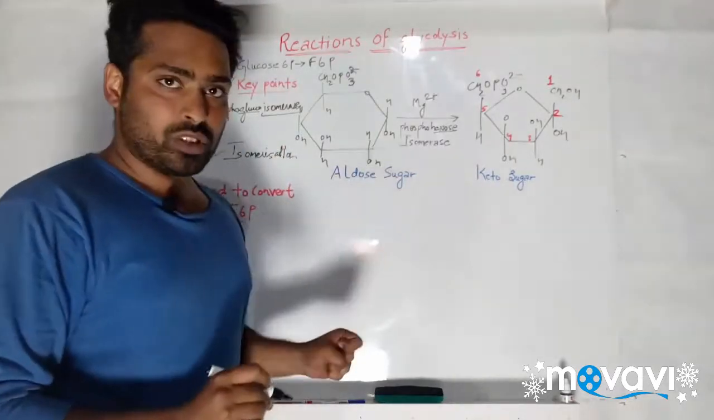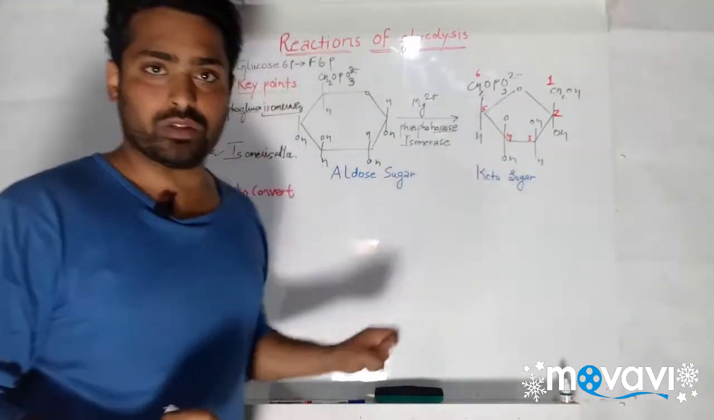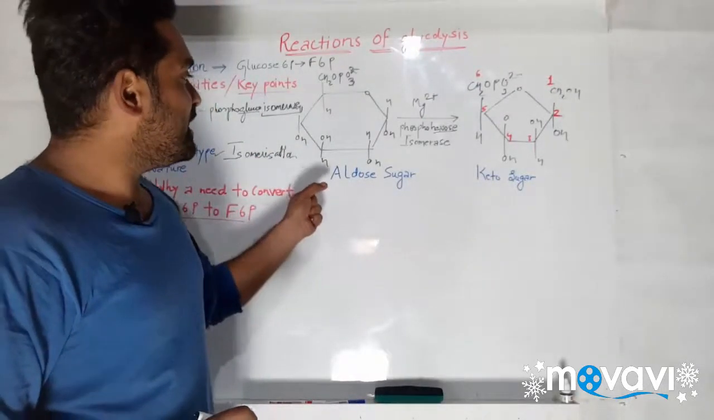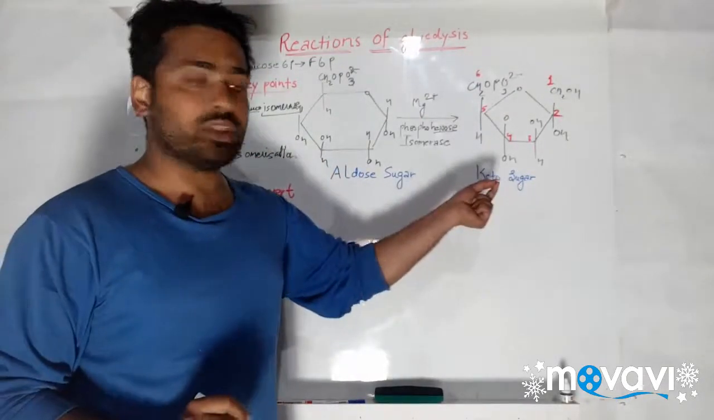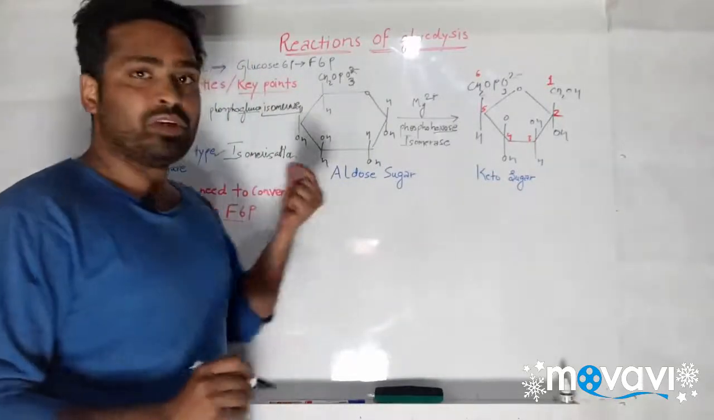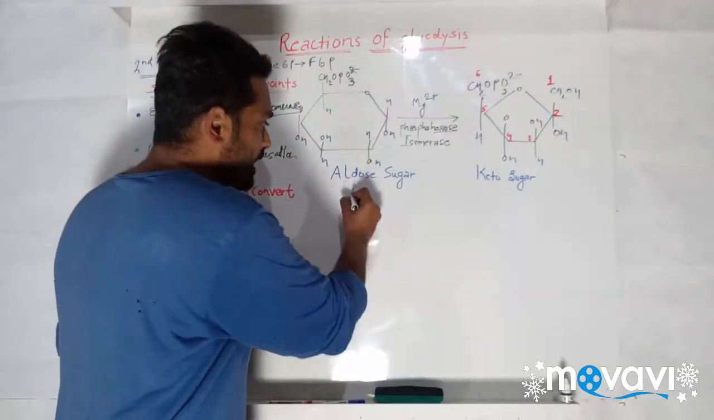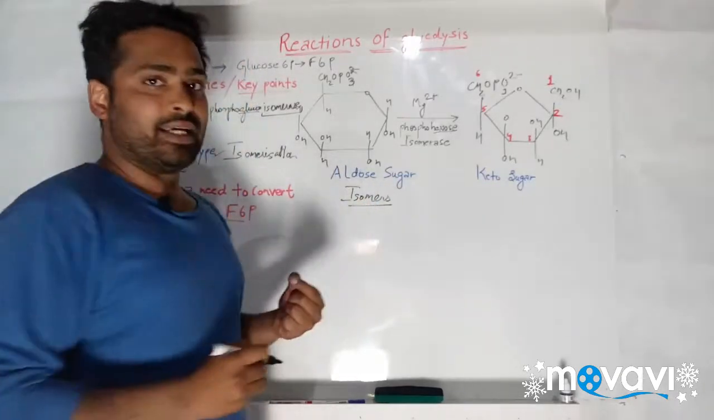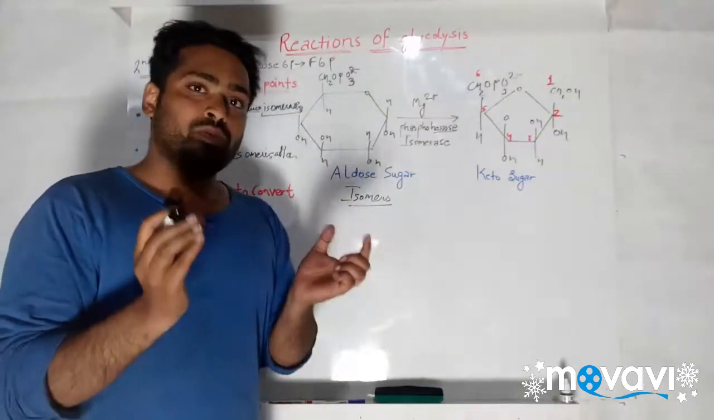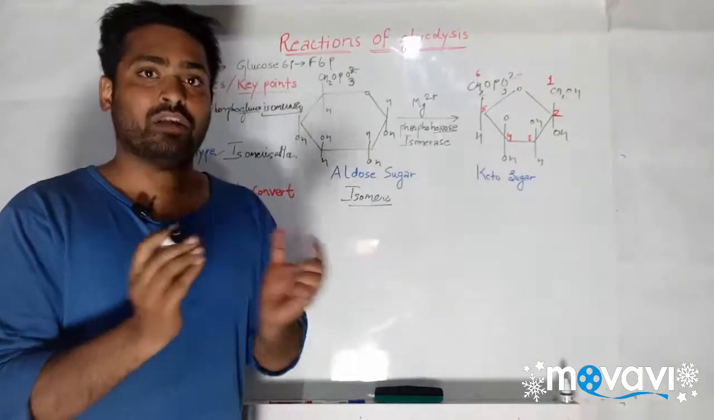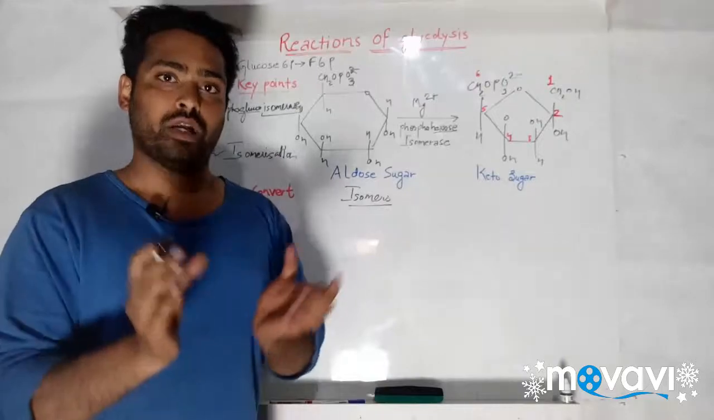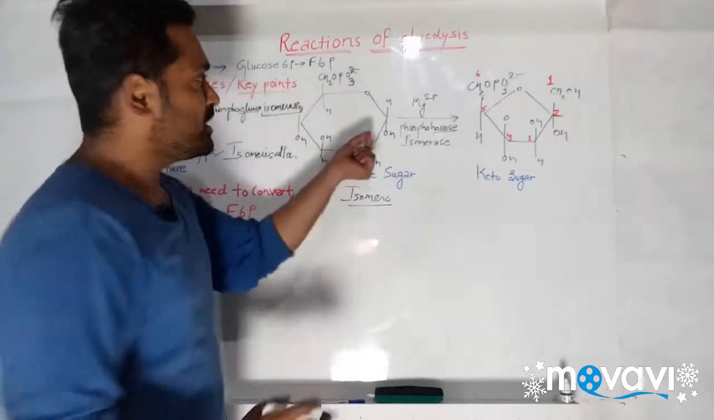This is aldose sugar, this is keto sugar. This enzyme is isomerizing the aldose sugar into keto sugar. That means there is some difference. These are isomers, that is, they are the same forms of the compound but differing in the stereochemistry, that is the arrangement of atoms.